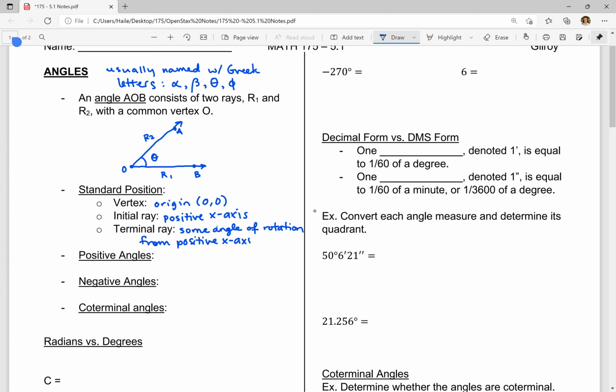Okay, and this rotation could be in either direction. So if we rotate in a counterclockwise direction, then our angle is going to have a positive sign on it. So positive angles are a counterclockwise rotation. And if we rotate clockwise, then we would have a negative angle. So negative angles will be a clockwise rotation.